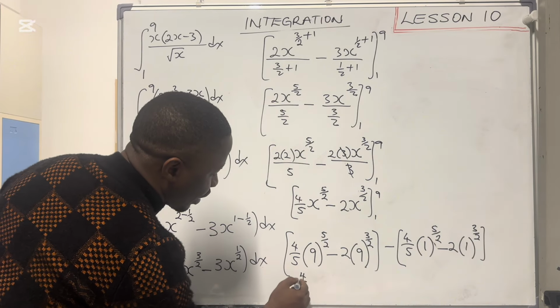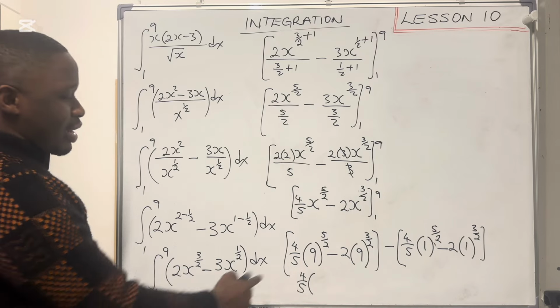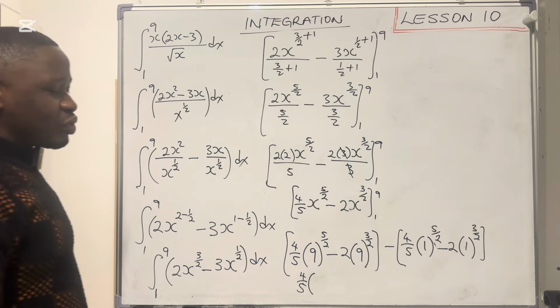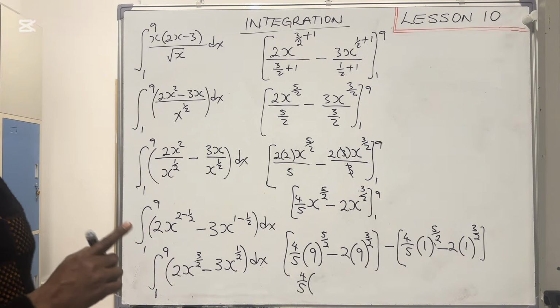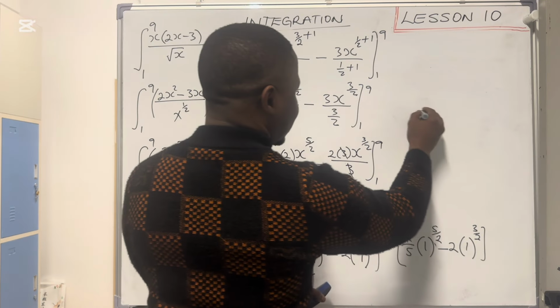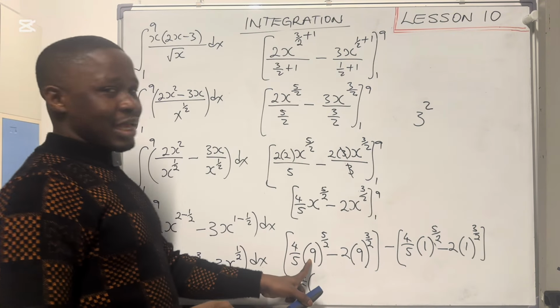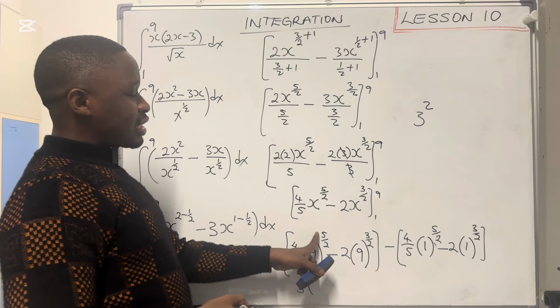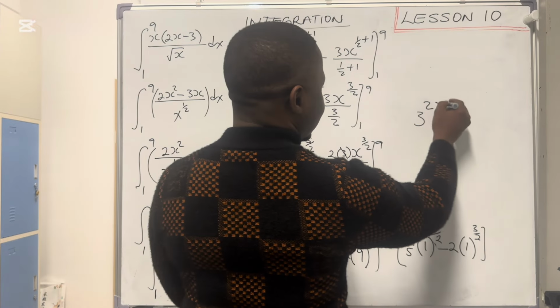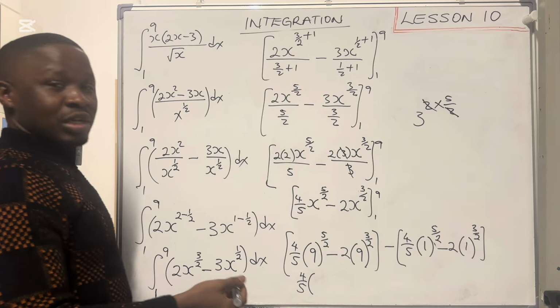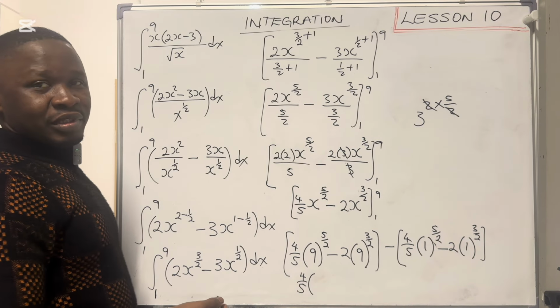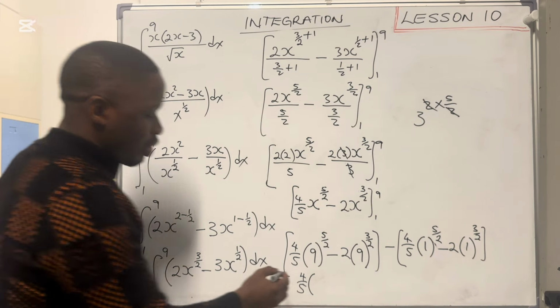So 4 over 5 multiplied by 9 raised to 5 upon 2. I want you to see what I'm doing. 9 is the same as 3 squared. But there is a power of 5 upon 2 times 5 upon 2. So this cancels this. What remains? 3 to the power 5. I hope it is clear. 3 to the power 5.